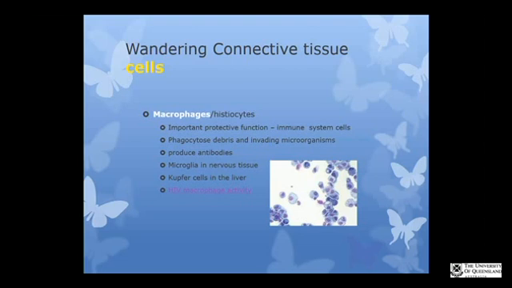These are also the cells that produce antibodies, so that your immune system can recognize whatever they have phagocytosed. So they say, this is what I just found, watch out for that. In nervous tissue, they're called microglia. And in the liver, they're called Kupffer cells.